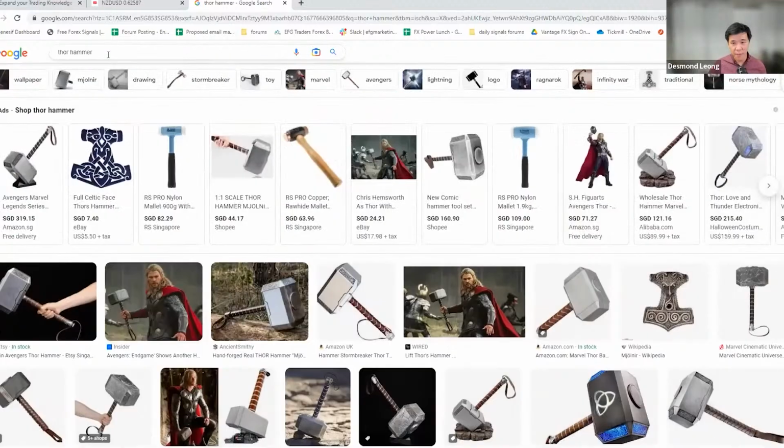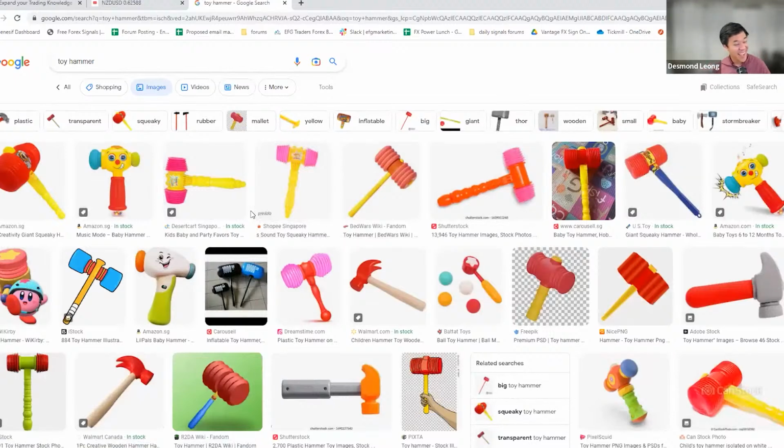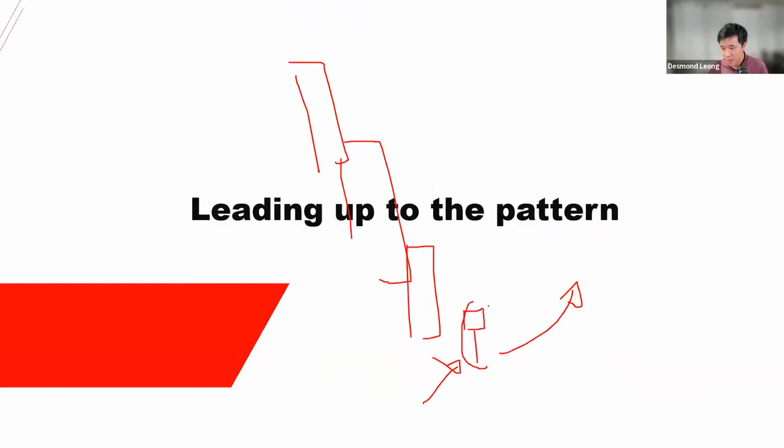Or you can go with a toy hammer, and it looks something like this. You're not gonna win any wars with this hammer. So the size of your hammer, the strength of your hammer, is very important because of the war that is coming down to you. How successful you're gonna call the reversal depends on how strong your hammer is. A very, very important point to take note of.